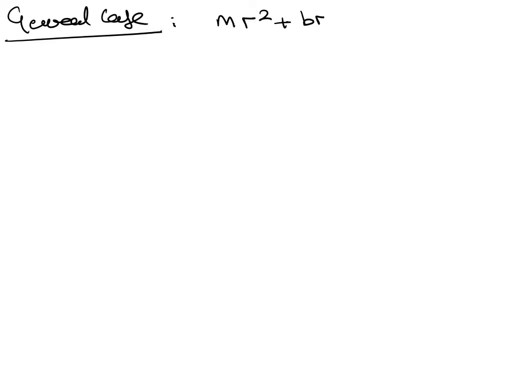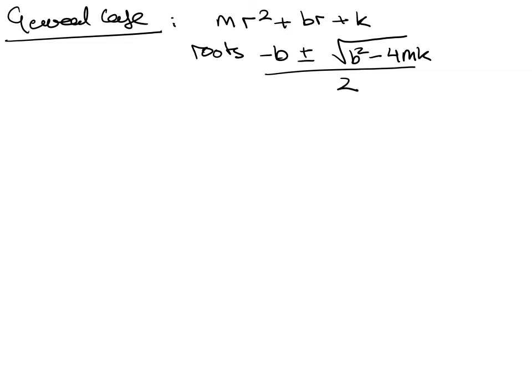Okay, so now let's look at the general case. The auxiliary equation is mr squared plus br plus k, and this has roots r equals minus b plus or minus the square root of b squared minus 4mk, over 2m. And whether these roots are real or complex depends on this discriminant. So you have three cases.